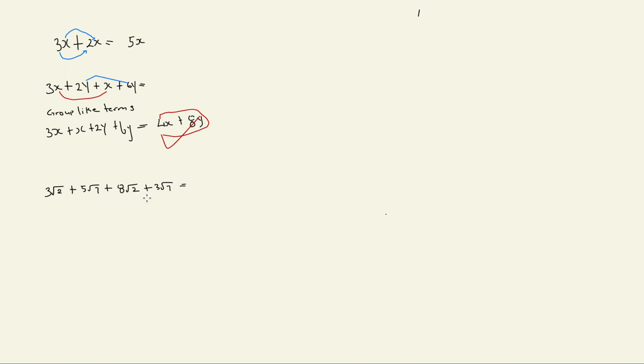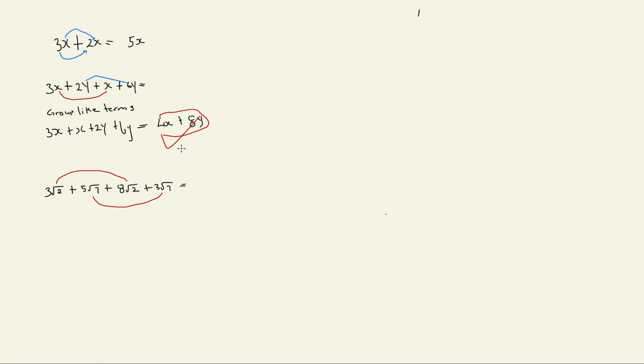How do you go about solving this equation? Again, the radicals are acting as like terms. So in this case, 3 radical 2 and 8 radical 2 are like terms, and 5 radical 7 and 3 radical 7 are like terms. So the next step is to group like terms.